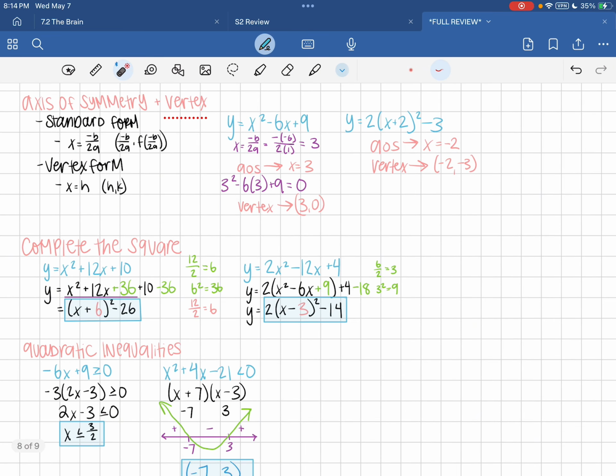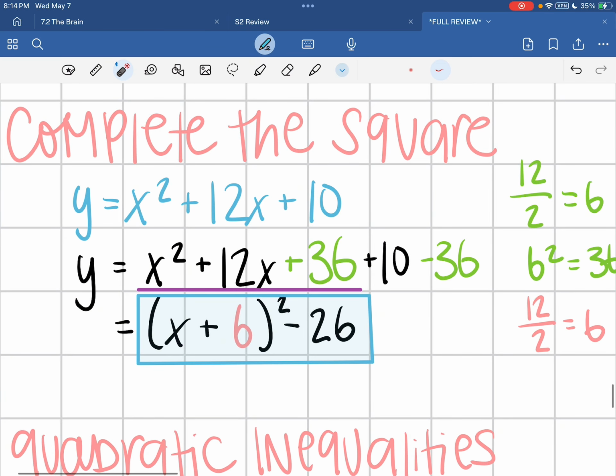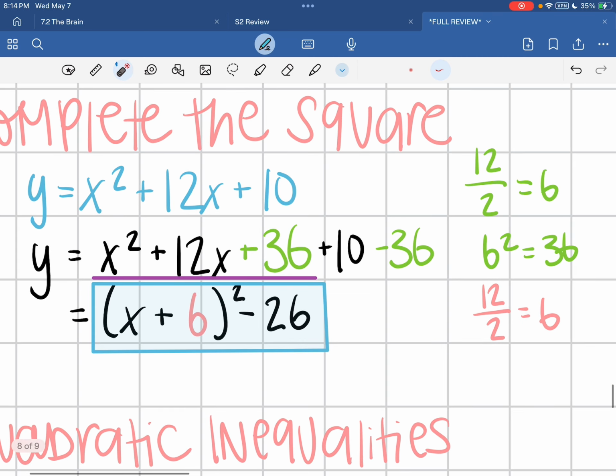Next was completing the square. So I just have 2 examples. This one, there is no coefficient in front. So what you do is you just write x squared plus 12x. You divide this term by 2. You get, in this case, 6. Then you square it, got 36. So I add 36. But you can't just add 36 without subtracting it because then your entire equation would be completely different. And once you have it in this form, you're able to write it as x plus half of this term, so 6, all of that squared, and then minus 26 from up over here.